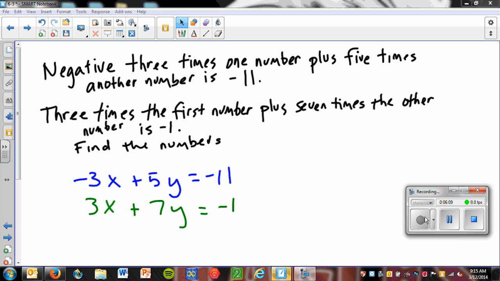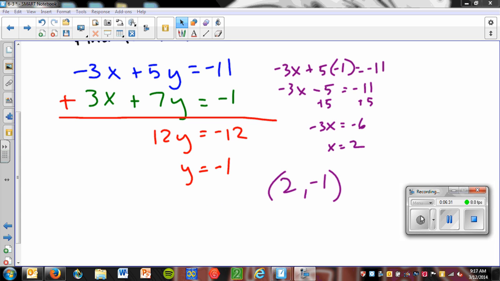So negative 3x plus 5y. X is my first number, y is my second number. That's the variables they're talking about. Negative 3x plus 5y equals negative 11. 3x plus 7y equals negative 1. So now I have my two equations here. I have my match at negative 3x and positive 3x. I'm ready to solve. So let me solve these for you real quick.